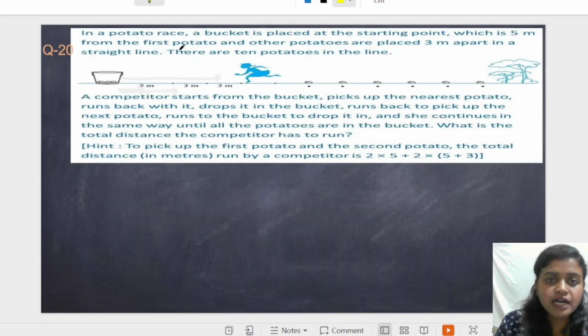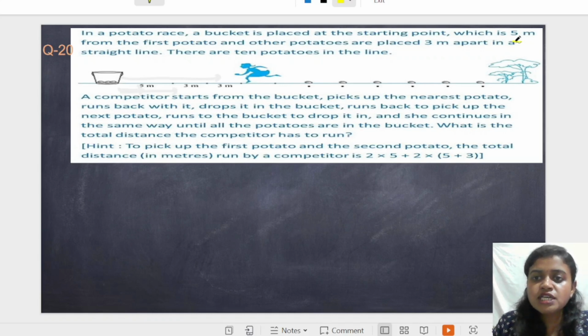So in a potato race, question number 20. In a potato race, a bucket is placed at the starting point, which is 5 meters from the first potato, and the other potatoes are placed 3 meters apart in a straight line. There are 10 potatoes in the line.